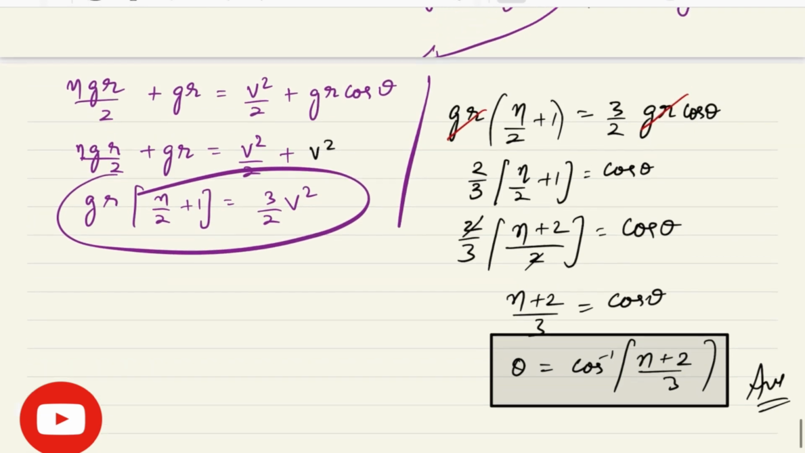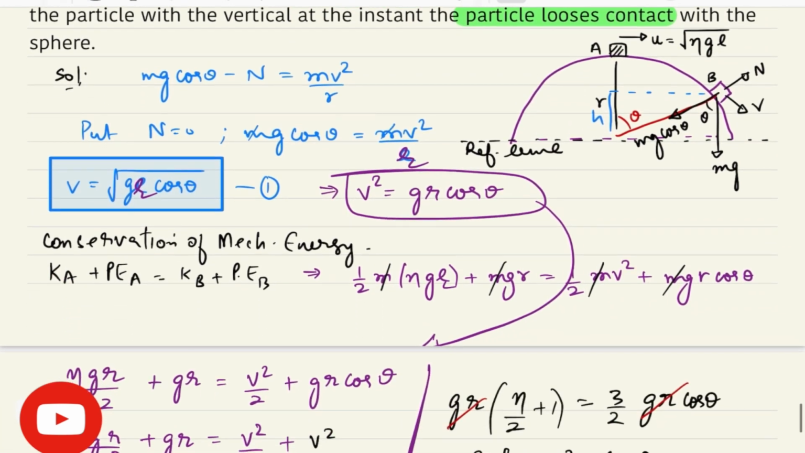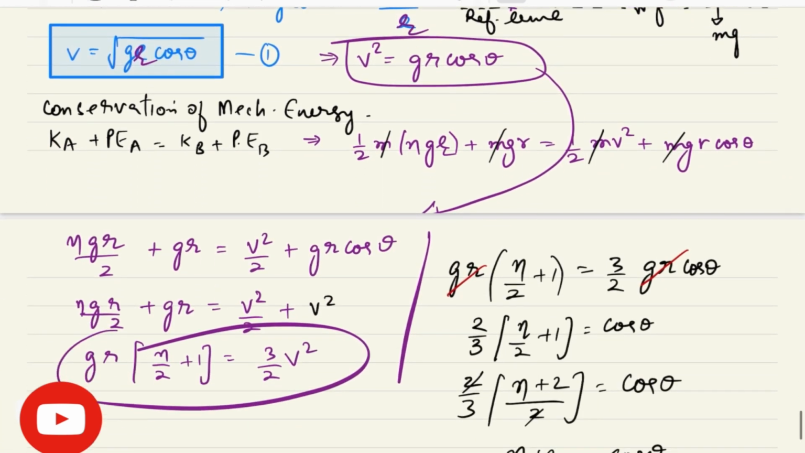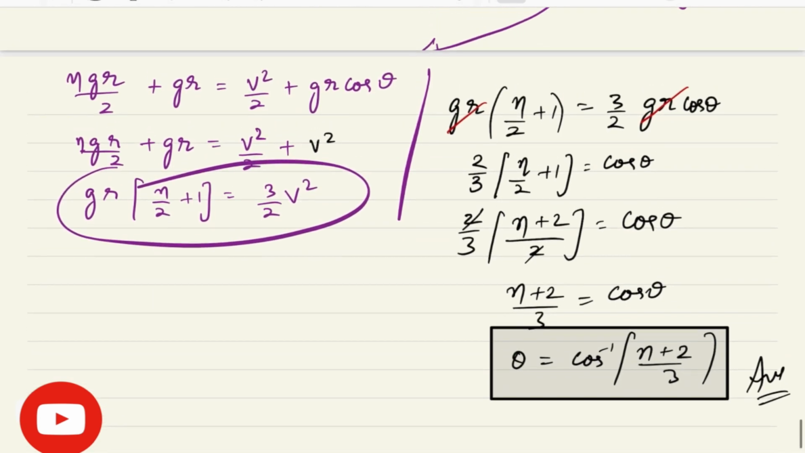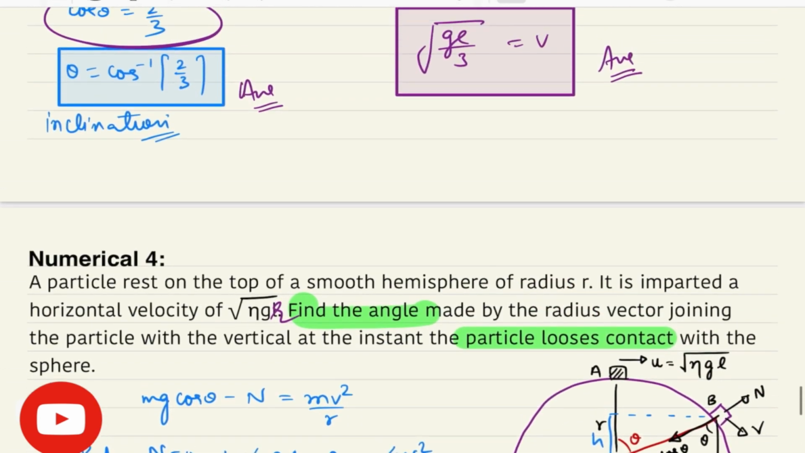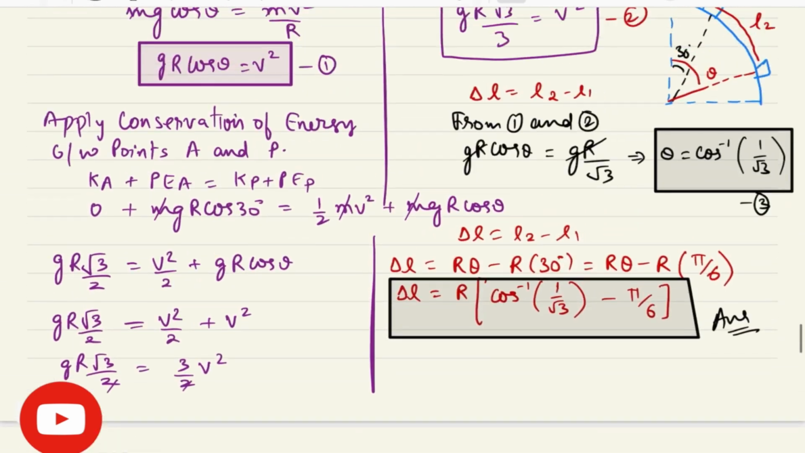So I hope you understand this, how we calculate and how we use the values in different equations. These are the four numericals based on vertical circular motion, and these are very important. So keep practicing these numericals so you understand the concept very well.